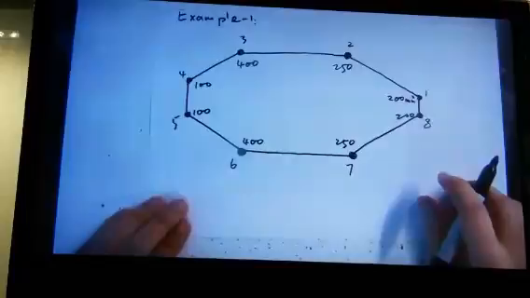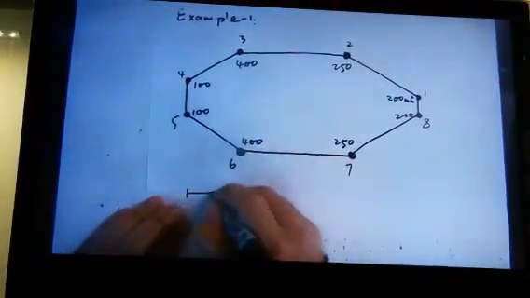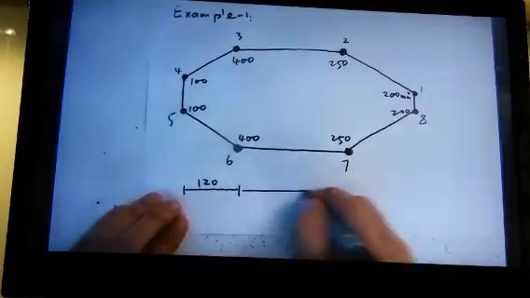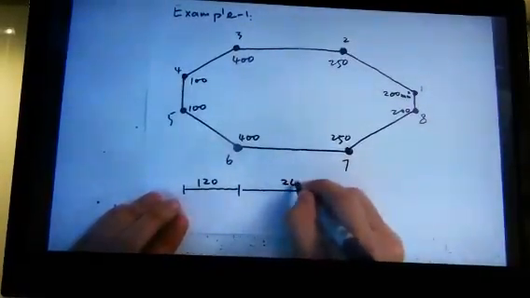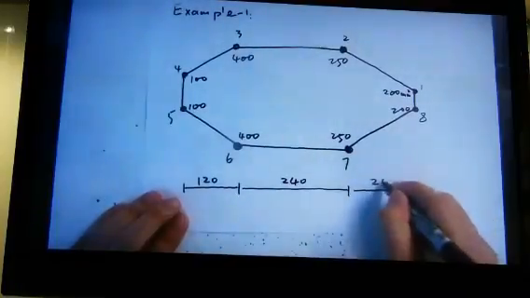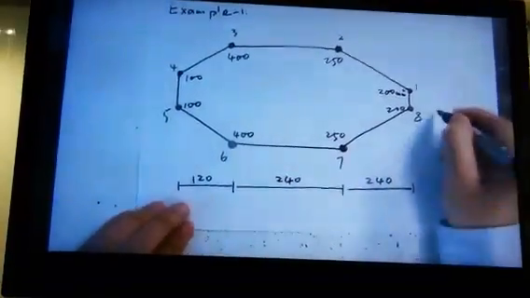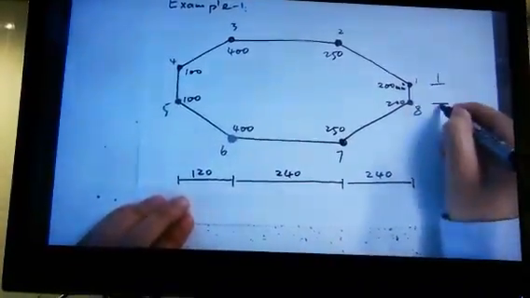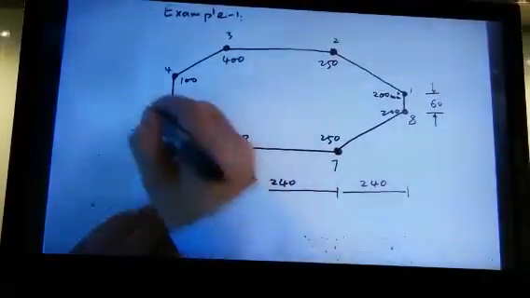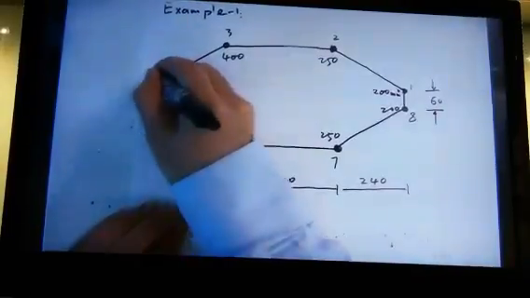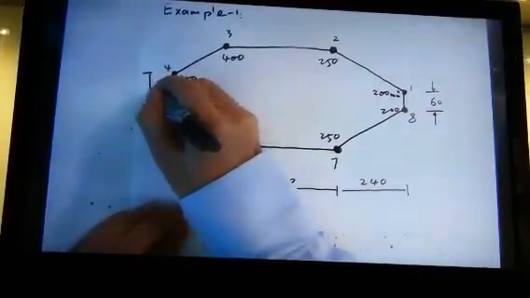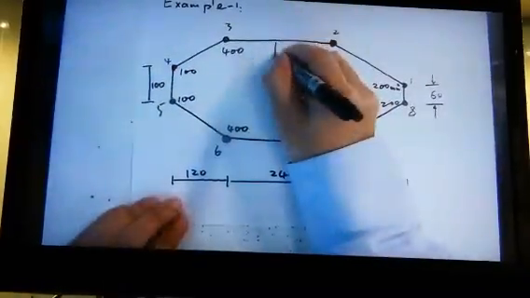Then the geometry: from here to here, 120. From here to here, 60. To here is 100. If you want the total height, from here to here, it's 200.